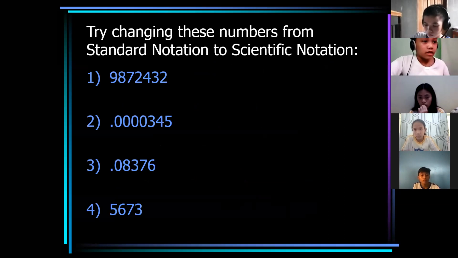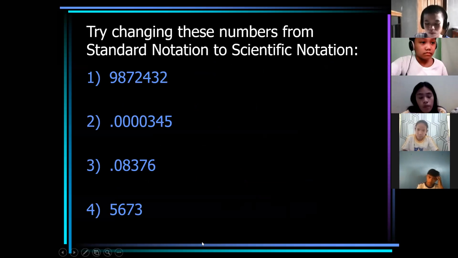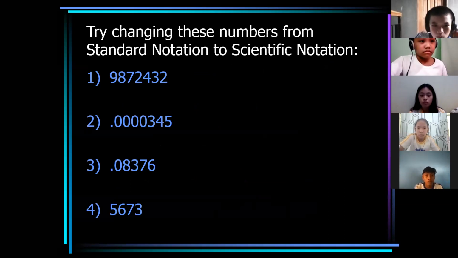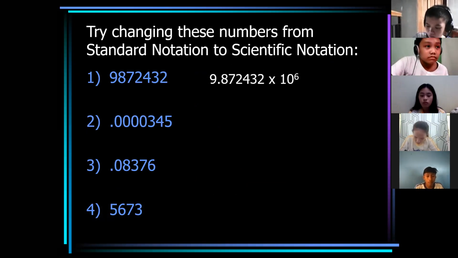So let's have this one. Last one is here. Try changing these numbers from standard notation to scientific notation. So the number 1, we have 9.87234 times 10 to the power of positive 6, because it's a whole number. Look at this one. It's a whole number greater than 1. So the exponent should be positive.